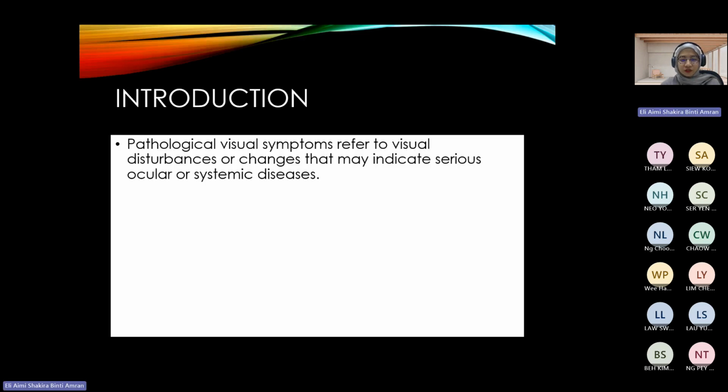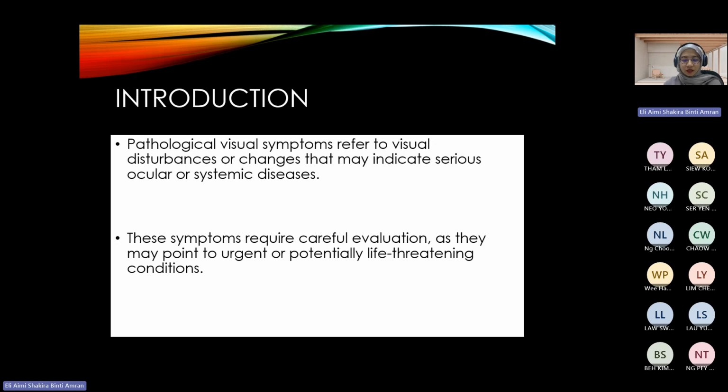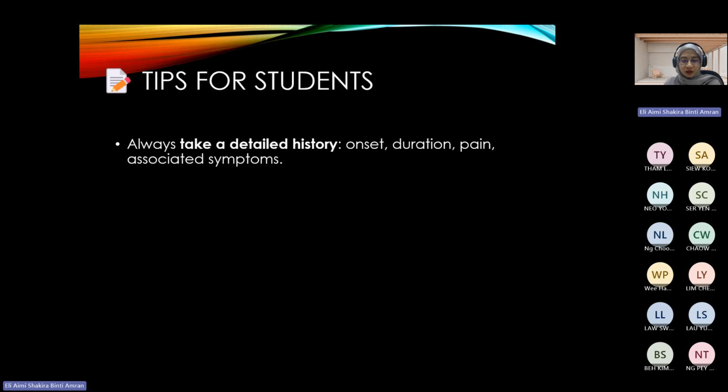Pathological visual symptoms refer to visual disturbances or changes that may indicate serious ocular or systemic diseases. These symptoms require careful evaluation, because they may indicate urgent or life-threatening conditions. It is very important to take a detailed history, especially on the onset. What does it mean by onset?